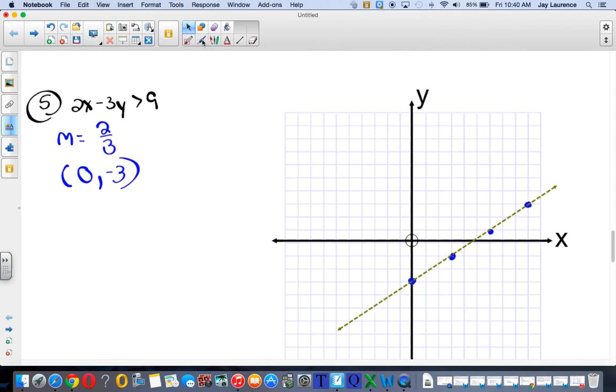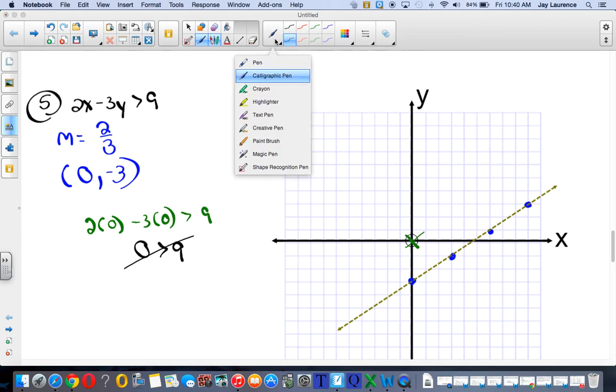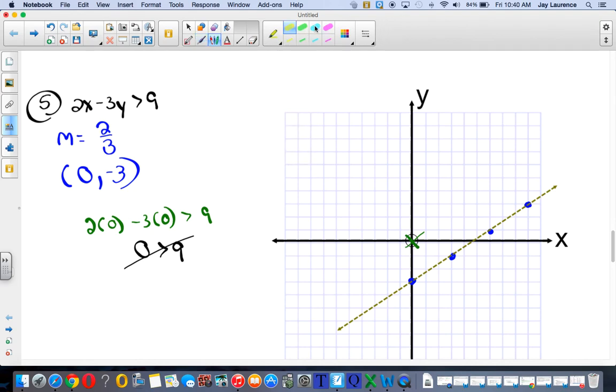All right. So, let's see. I need a test point. I love to use the origin, especially if the line does not go through the origin. So, I'm going to put 0 in for x. I'm going to put 0 in for y. You do the hokey pokey and you turn yourself around. That's what it's all about. True? Not true. I will shade the other side of the line because it's not true. What's true is true. What's false is false. This is not true, therefore it is false. So I will not shade the side the test point is on.